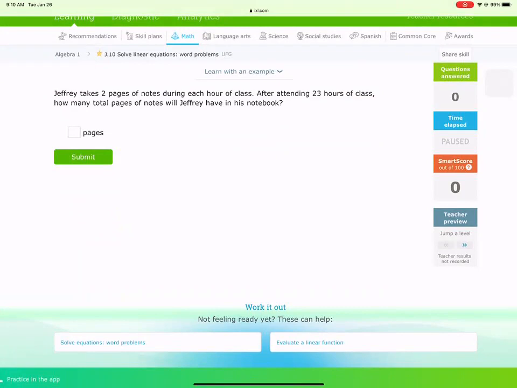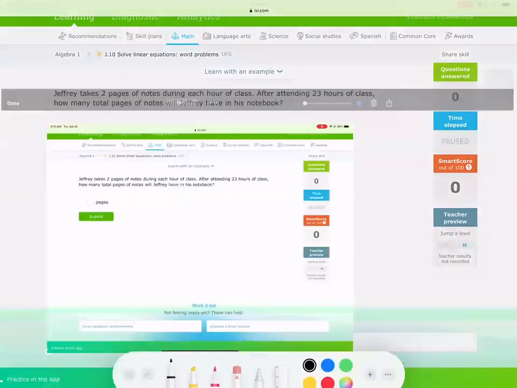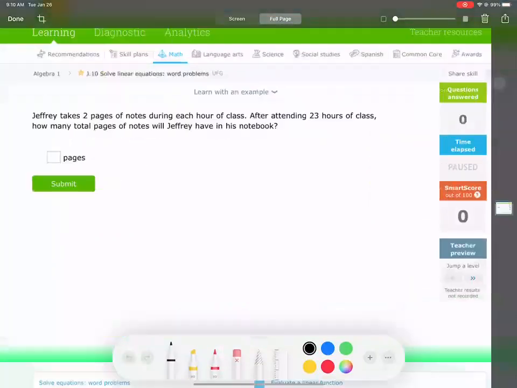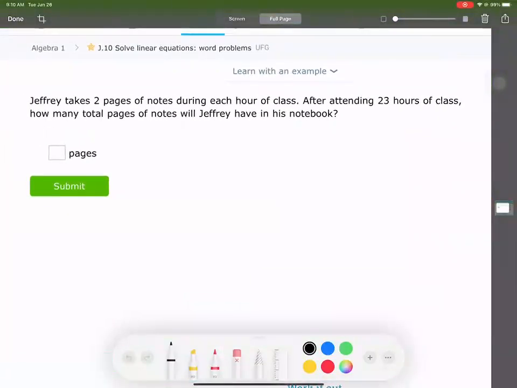One is just solving simple word problems, getting used to the verbiage, and the next one is actually writing equations and getting used to that. Okay, so the first question here says Jeff takes 2 pages of notes during each hour of class. After attending 23 hours of class, how many total pages of notes will Jeffrey have in his notebook?